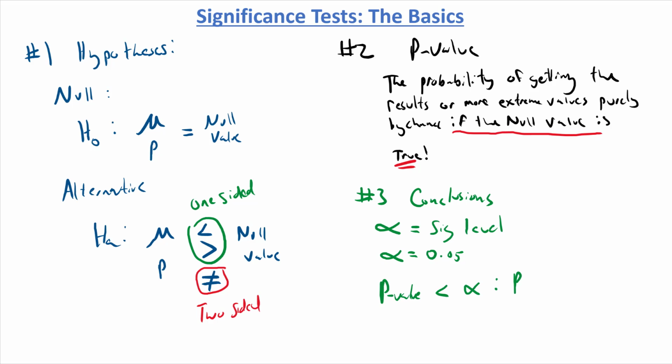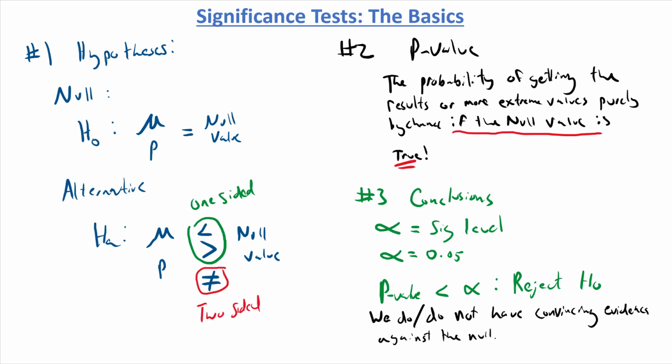therefore reject the H-O, right? Reject your null hypothesis, because you do have significant evidence against the null hypothesis. So with that, again, you're looking at whether we do or do not have convincing evidence against the null.